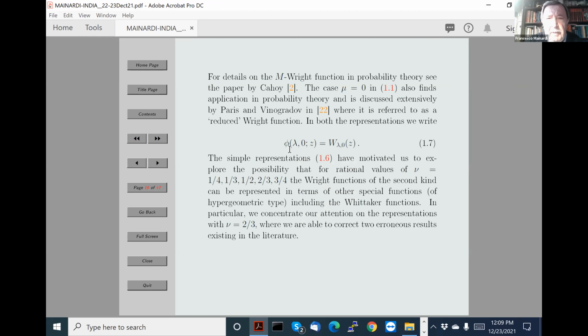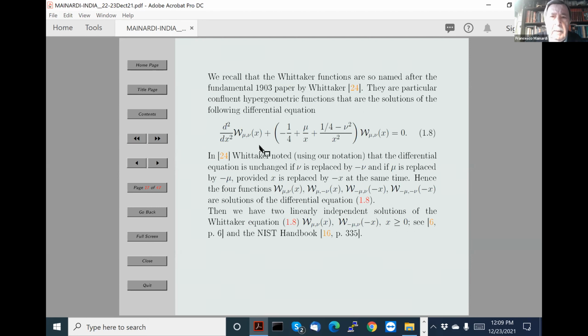Anyway, I repeat the notation. Phi is the notation used by Wright, and my notation is more common in fractional calculus. What is the relation? We start from Whittaker. Whittaker in 1903 introduced this function, which was not a hypergeometric function in the strict sense, and in fact it was the starting point of the confluent hypergeometric function. And like the Bessel function, they satisfy a linear differential equation of the second order.